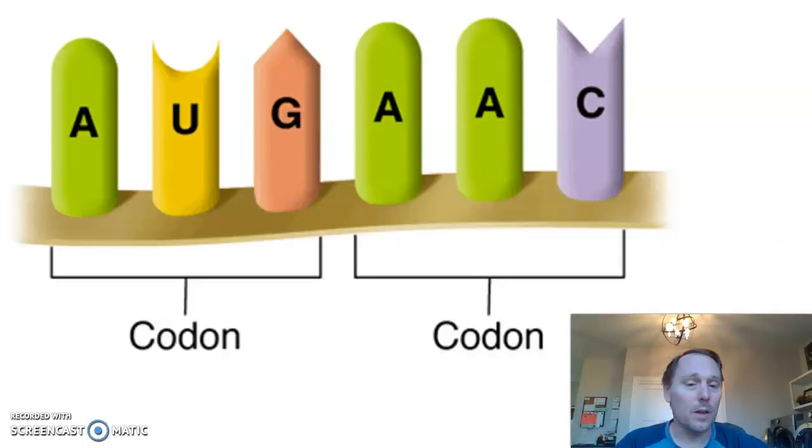Okay, so here is a closer look at RNA, and every 3 letters that it is called a codon, a codon.